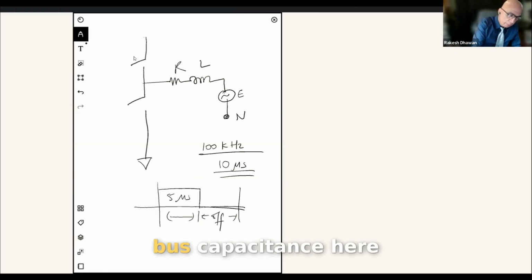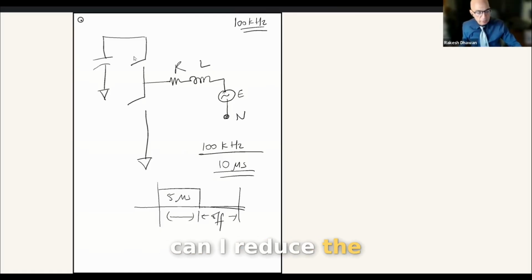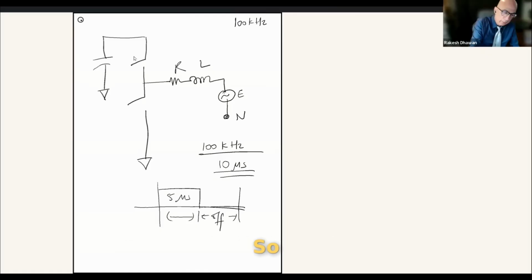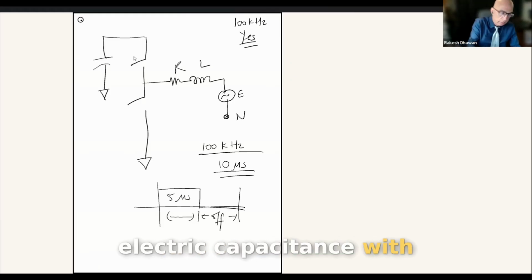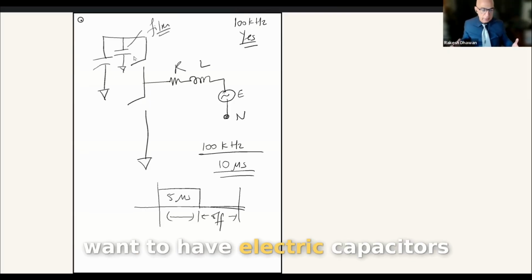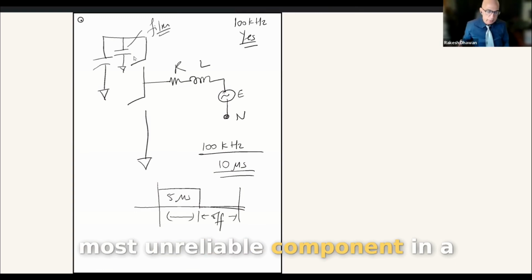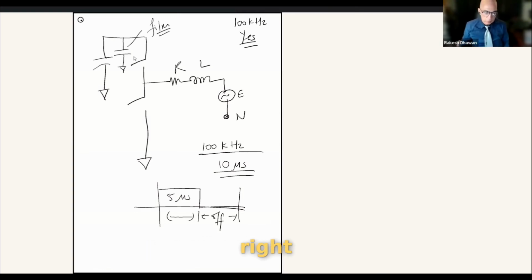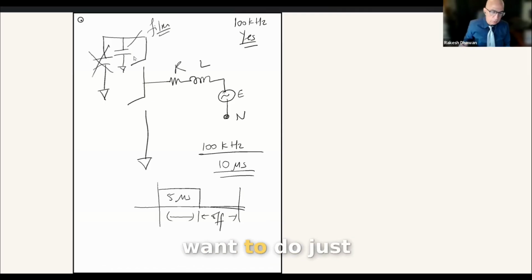You also have a bus capacitance here. Okay. Now, with 100 kilohertz, can I reduce this value of the capacitance? Yes. Okay. Can I replace this electrolytic capacitance with my film capacitors so that I don't really want to have electrolytic capacitors, because electrolytic capacitors are the most unreliable component in a motor drive, right? Because they have a very limited lifetime, and eventually that is the part you have to replace. Okay, so can I get them out and say I want to do just a film capacitor?